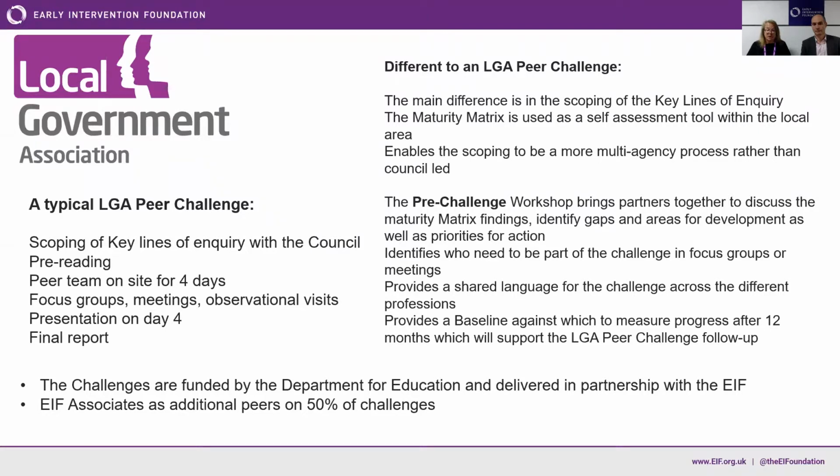So the challenges are all funded by the Department for Education, and we deliver them in partnership with the Early Intervention Foundation. And the aim is to have 50% of our challenges to have an EIF associate as an additional peer on the challenge.